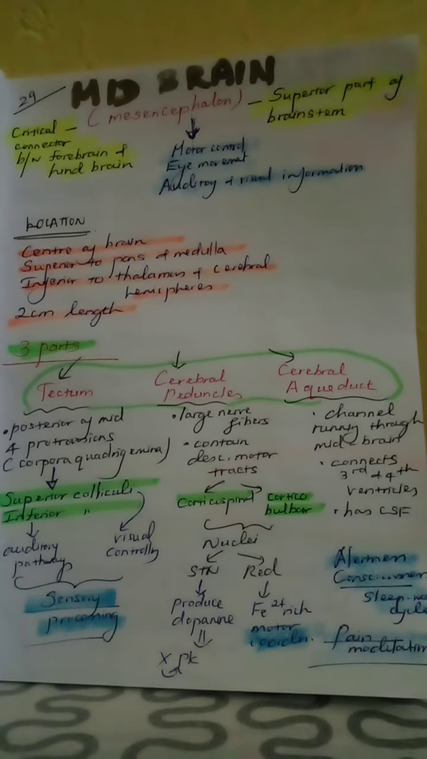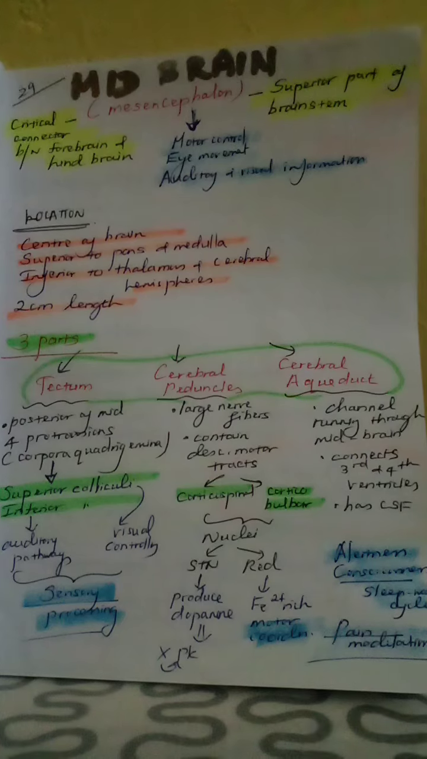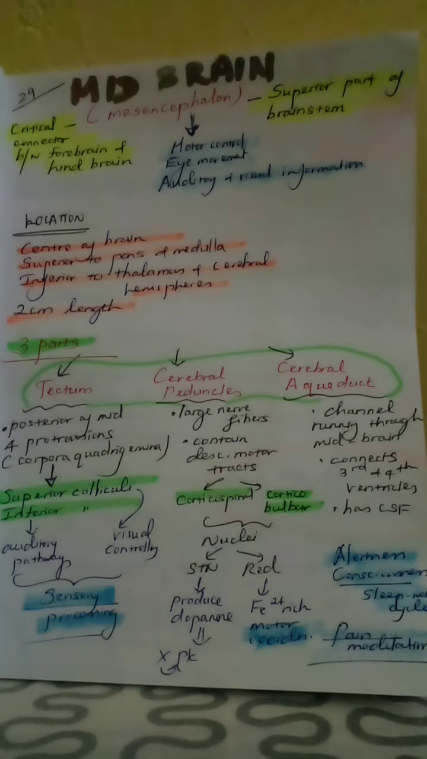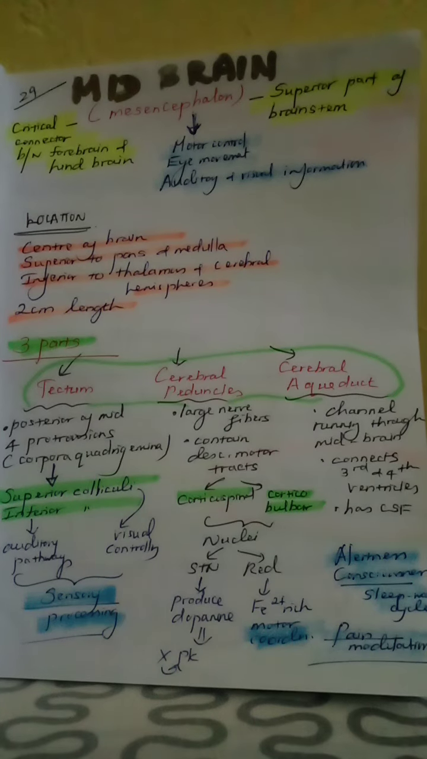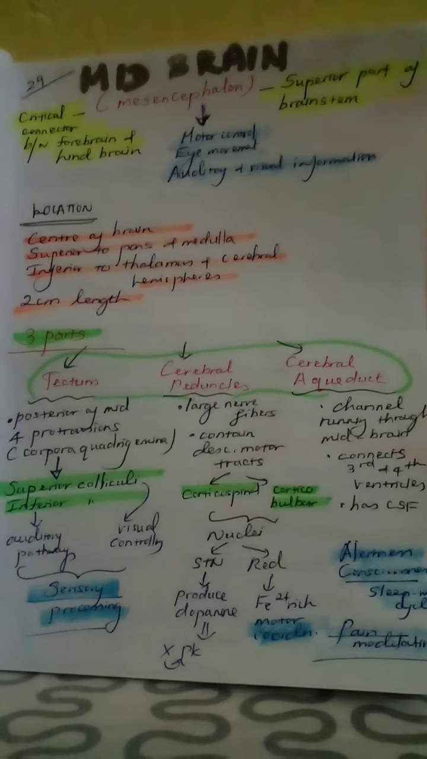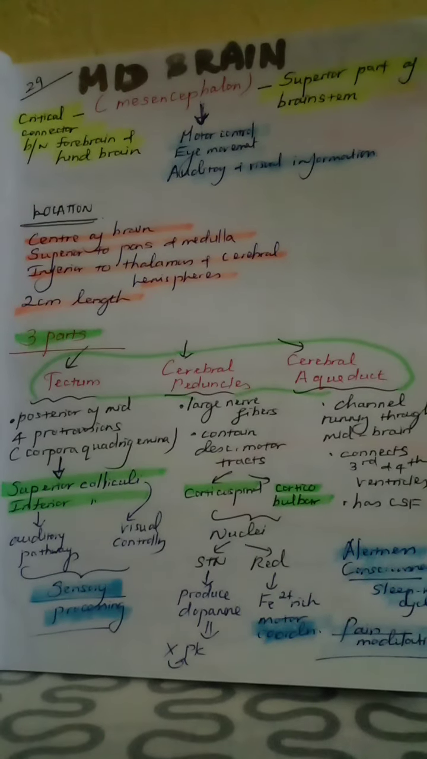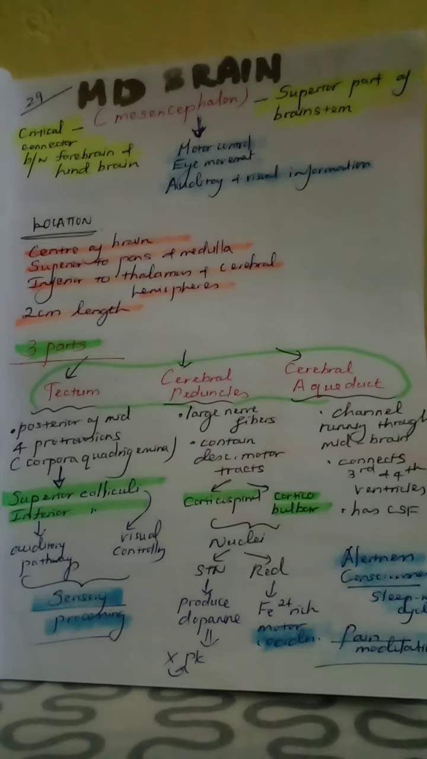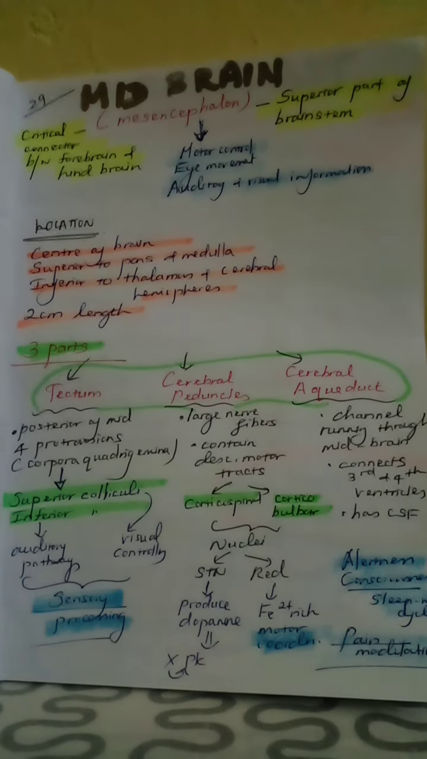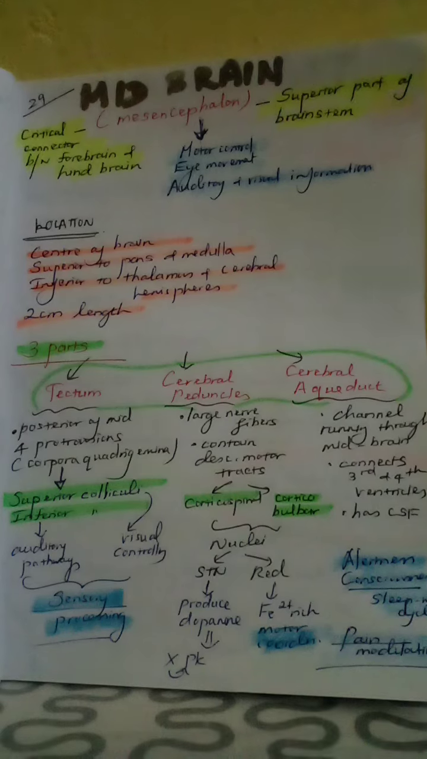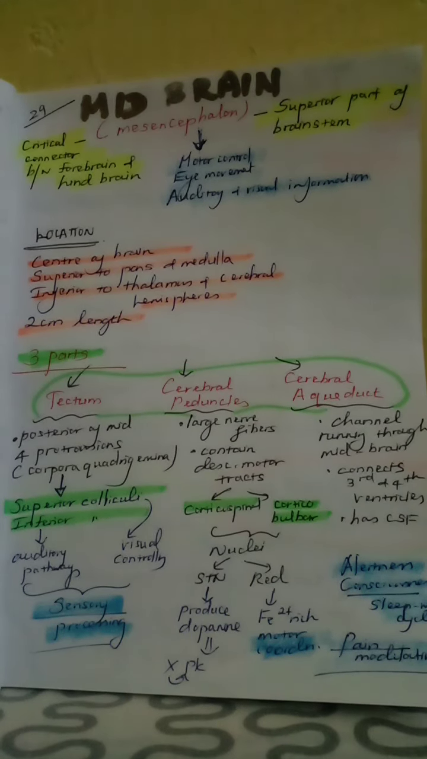So, what is the location of this midbrain part? As the name suggests, it is at the center of the brain. It is above the pons varoli and the medulla oblongata, which is part of the brain stem, but below the thalamus and the cerebral hemisphere. So that is what I have written as superior to the pons and the medulla and inferior to the thalamus and the cerebral hemisphere. How big is it? Of course, it's a very small structure, about 2 centimeters in length, right?